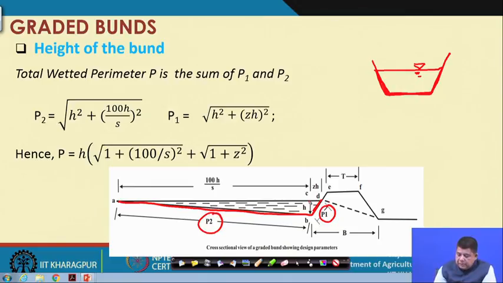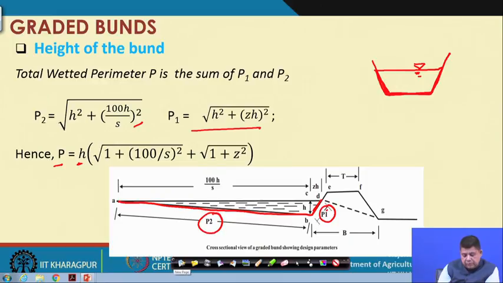From the Pythagoras theorem, P1 squared is h squared plus z squared h squared, so P1 is the square root of h squared plus z squared h squared. This is one. Similarly, P2 will be the square root of h squared plus 100 h by s squared. So the total weighted perimeter P will be the sum of these two. Taking h common, this is what we get. This is how we get the weighted perimeter.